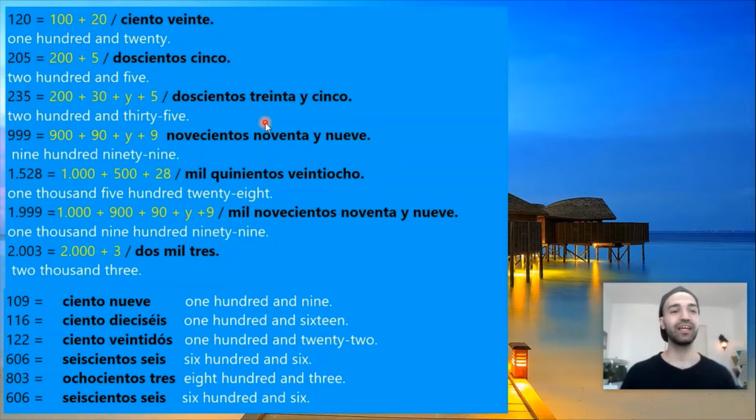Now let's make it a little more difficult. 1528. How can we say 1528? We separate them. 1000 is 1000, 500 is 500, 28 is 28. So 1528 it will become 1528.